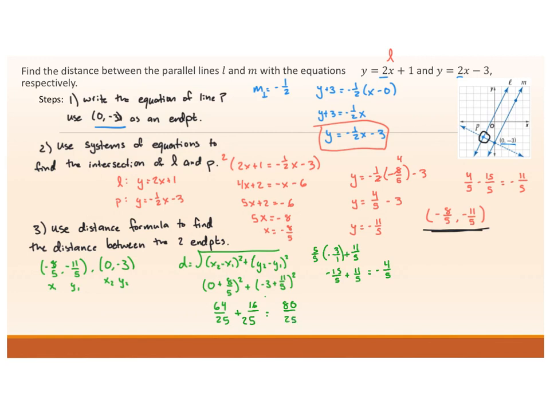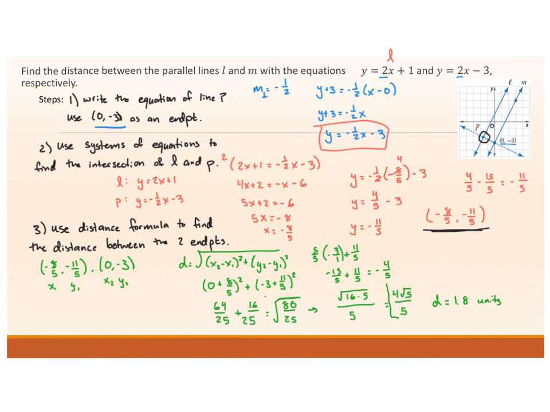But distance is the square root, so my last step is to take the square root of that fraction. So 80 is the square root of 16 times 5. And then, of course, 25 is just, square root of 25 is 5. 16 can be reduced further, and I have 4 square root 5 over 5. Or you could also say the distance is 1.8 units if you were to plug this into a calculator.